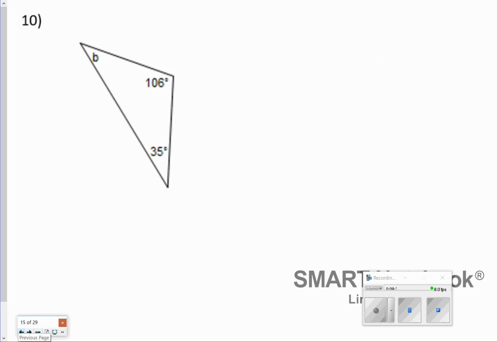If I keep going here, I get number 10. What I need to do here is add 106 and 35 together. I get 141. And then a triangle has 180 degrees, so I'm just going to subtract 141 from 180, and I get 39 degrees for number 10.